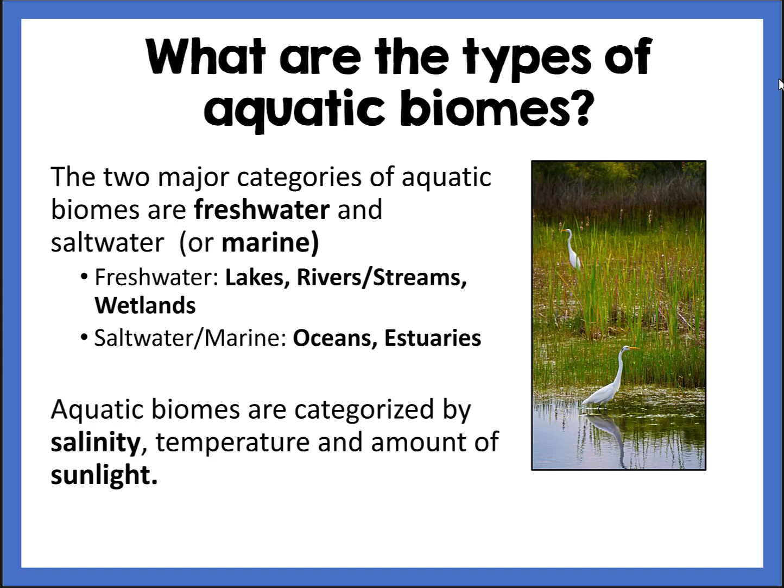Aquatic biomes are not categorized by the amount of precipitation and temperature and soil, as you might imagine, but they are categorized separately by salinity, which is the amount of salt, temperature, and the amount of sunlight. So specifically, salinity and sunlight are going to be important for categorizing our aquatic biomes.